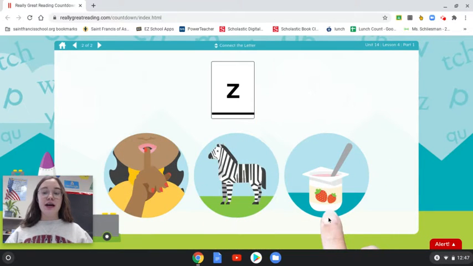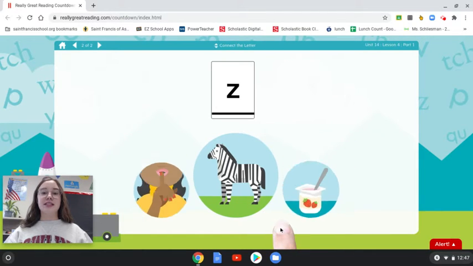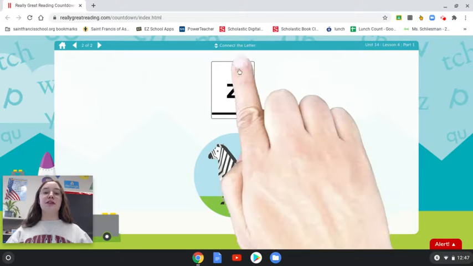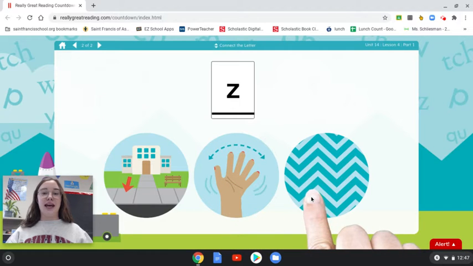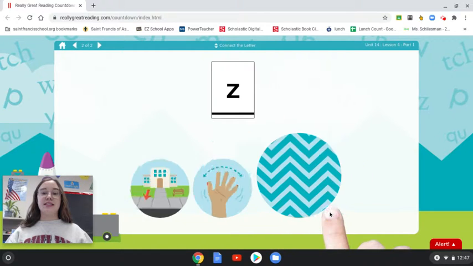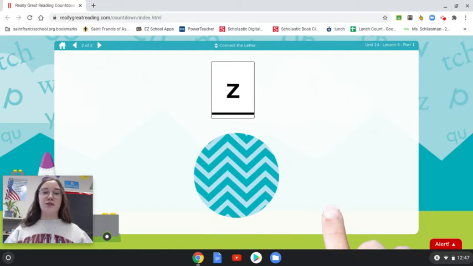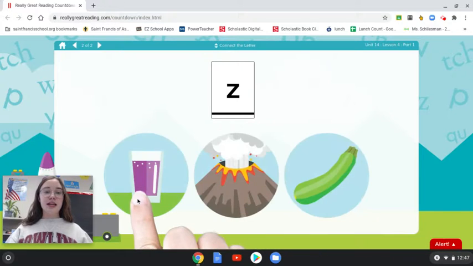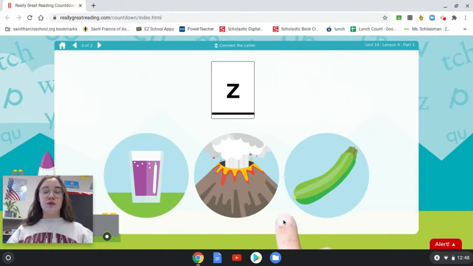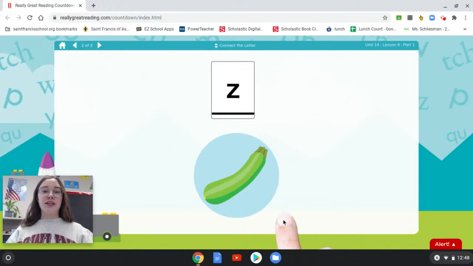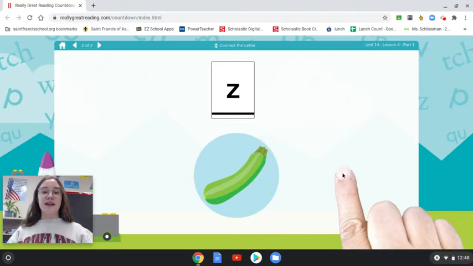Quiet, zebra, yogurt. Which one begins with Z? Zebra begins with Z, so it starts with the letter Z. Sidewalk, wave, zigzag. Which one begins with Z? Zigzag begins with Z, so it starts with the letter Z. Glass, volcano, zucchini. Which one begins with Z? Zucchini begins with Z, so it starts with the letter Z.